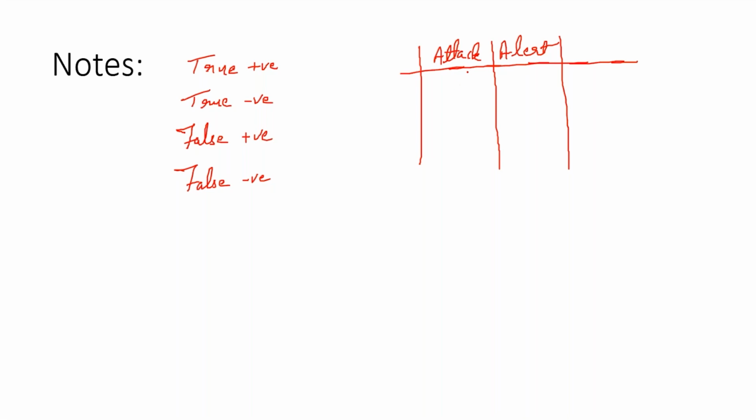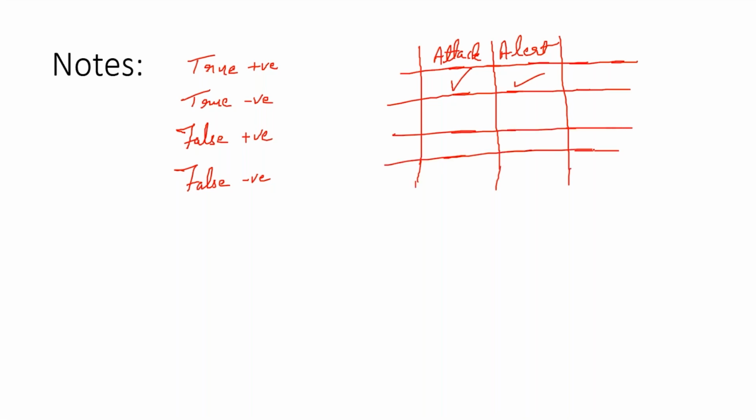When there is an attack going on and you're getting an alert for that, the alert is saying that there is an attack going on. So the alert gave us positive, and in reality there was an attack too. That means it is your true positive, correct? The notification which we got is a true one, that it's really an incident going on.